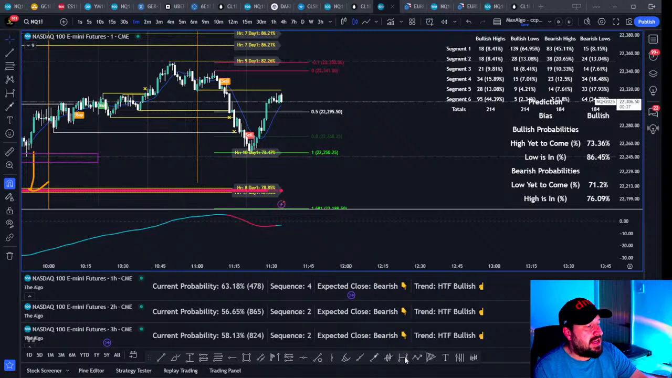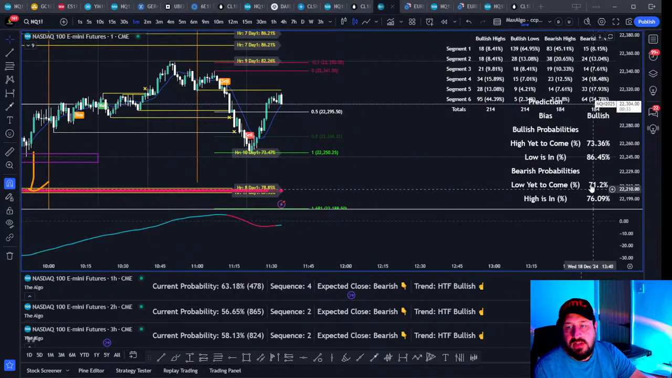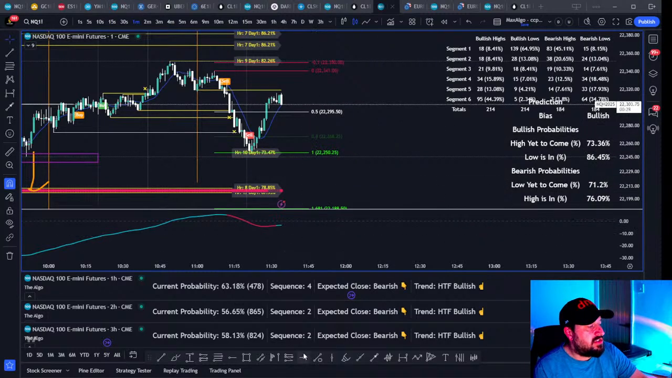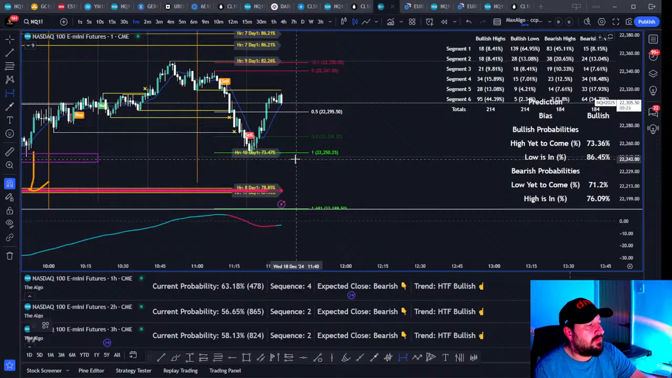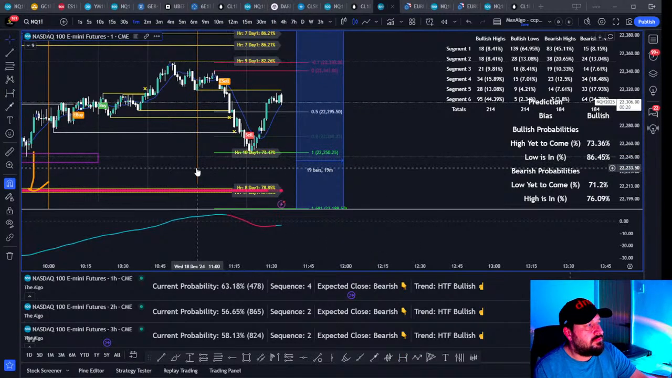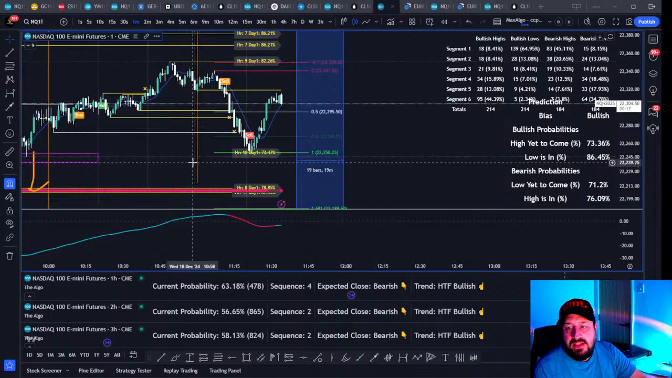So what do we say? We've still got a 71% probability of another low, right? Where's our distribution in the last 20 minutes? Still got plenty of time.